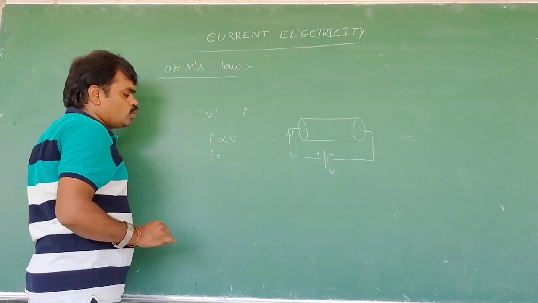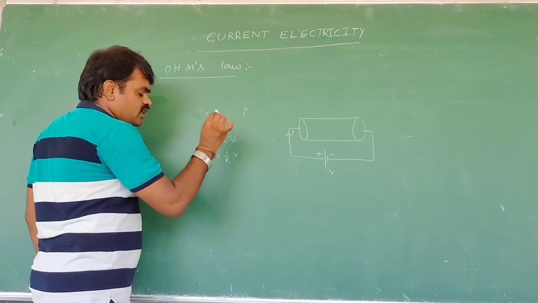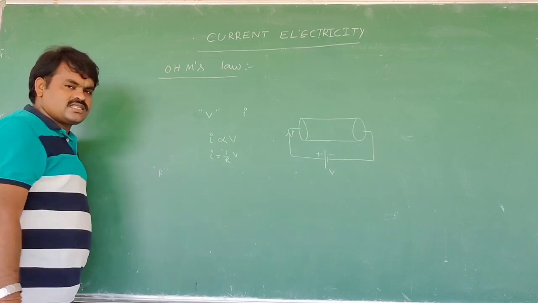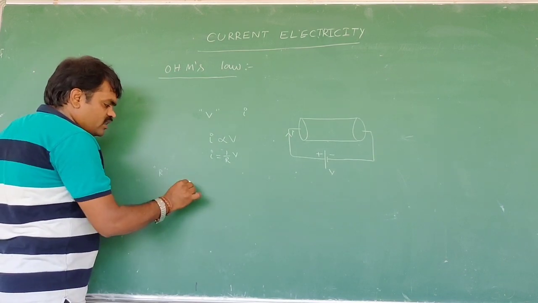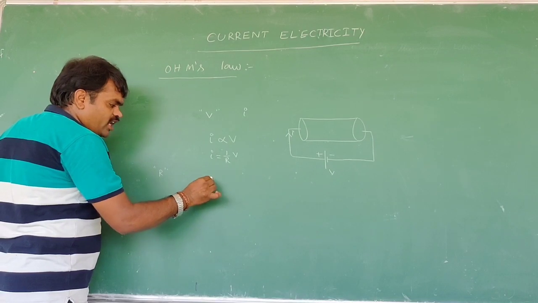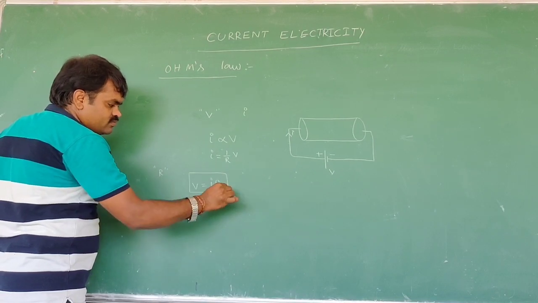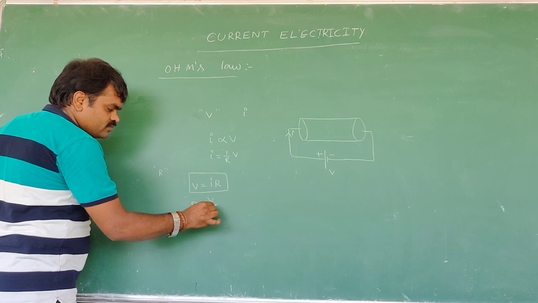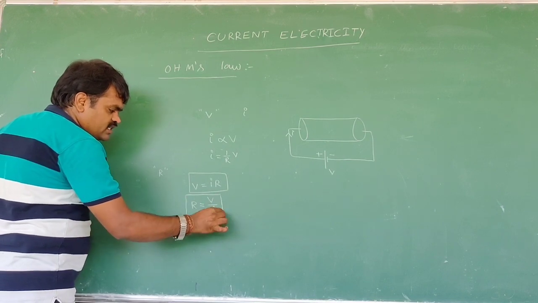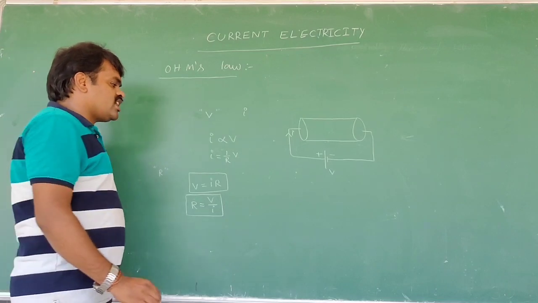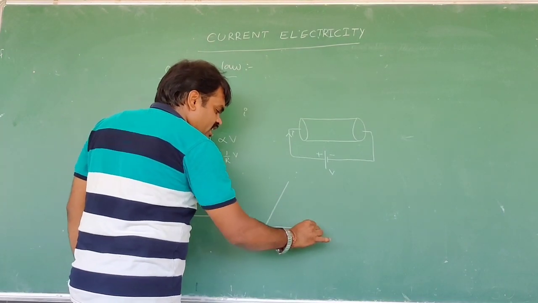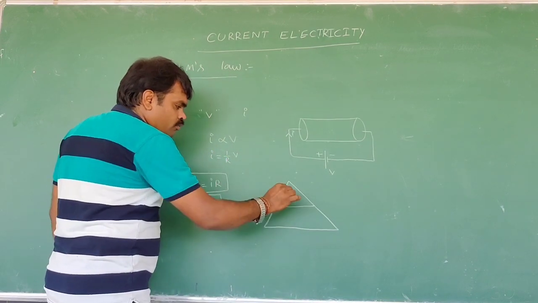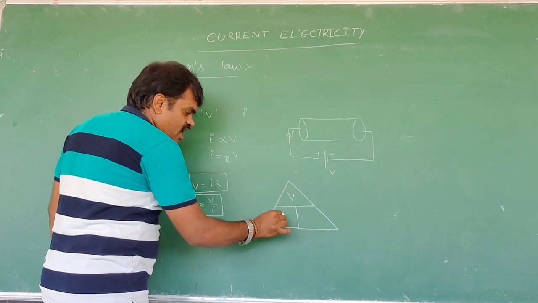Then I is equal to 1 by R into V. Here R is the electrical resistance. Then V is equal to IR. Then electrical resistance R is equal to V by I. This is understood by using the triangular diagram, the triangular method, that is here V, potential, and I, R.